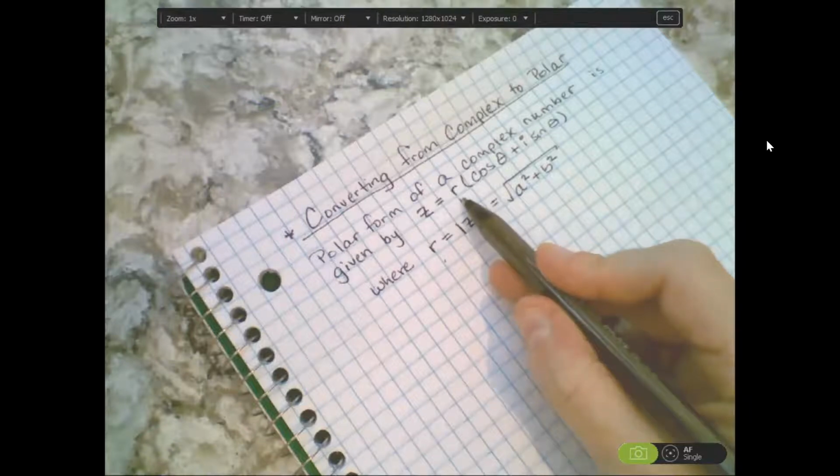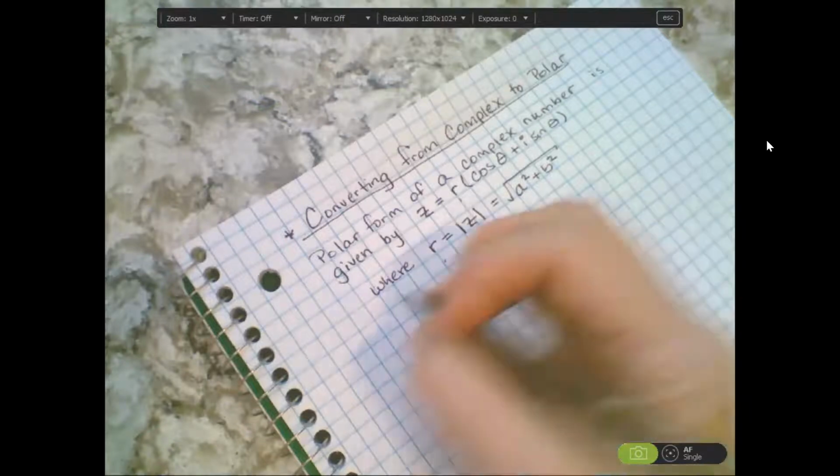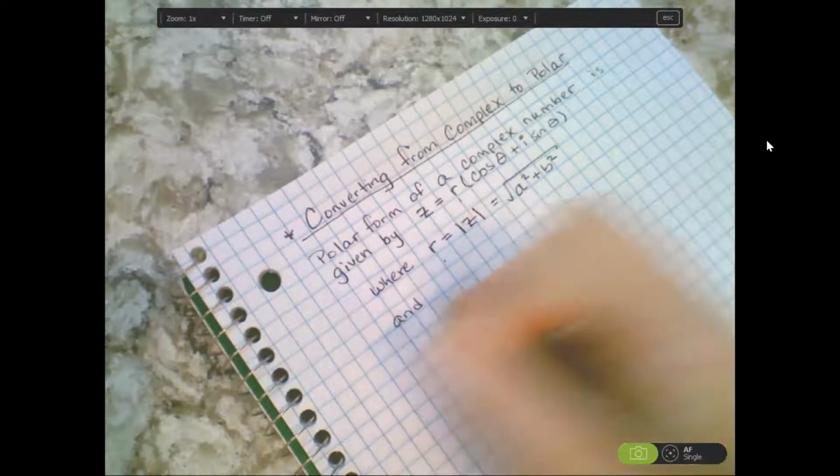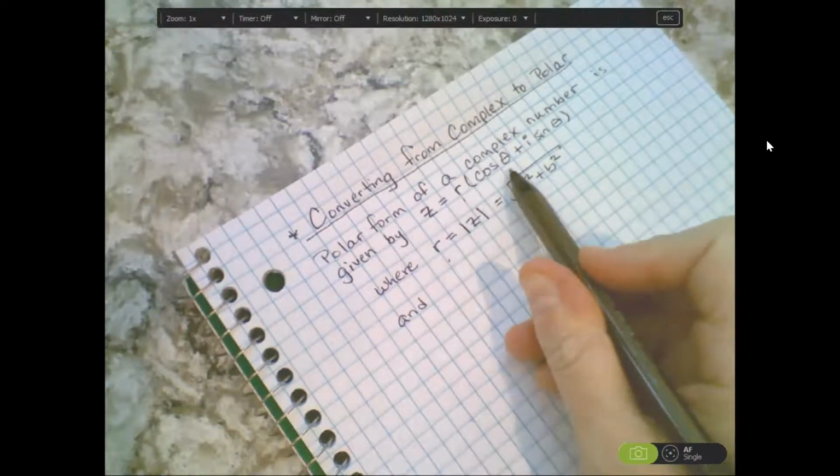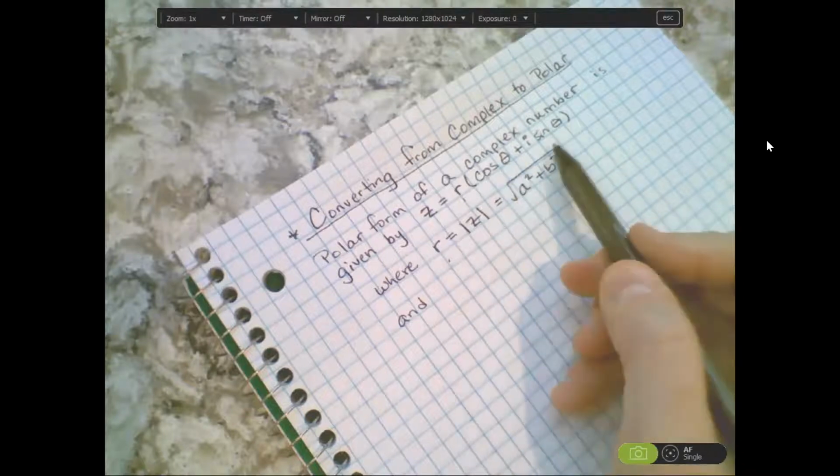And then we also need a way to find our angle. Okay, we also need a way to find our angle that's going to go here and here.